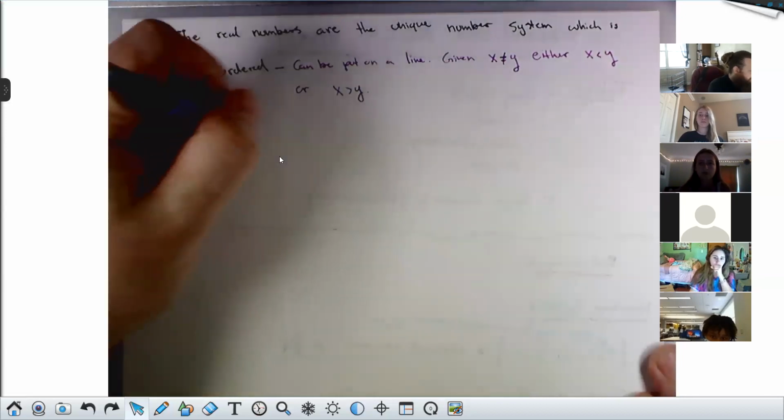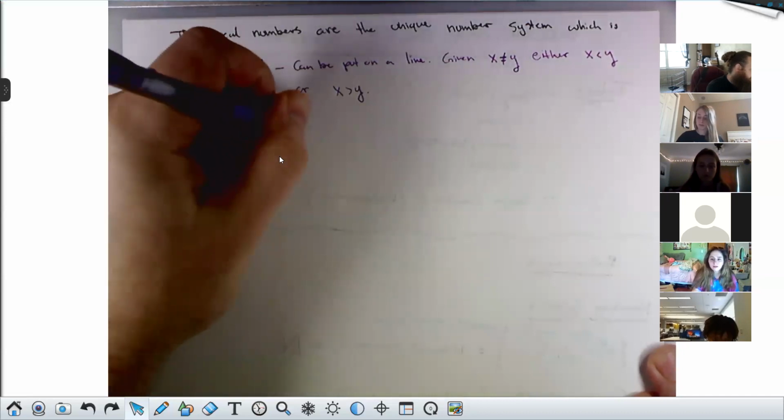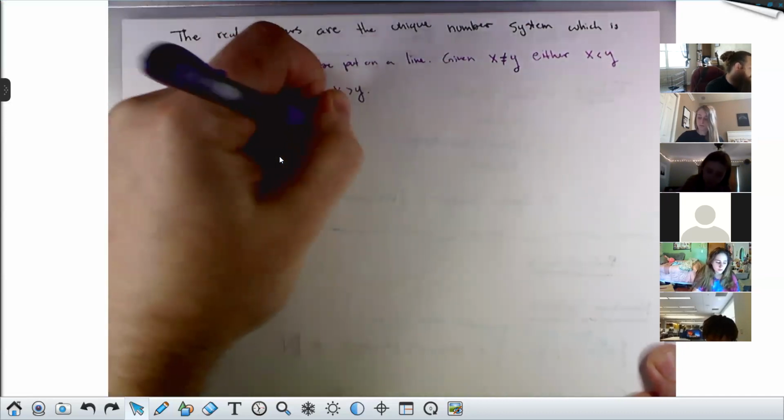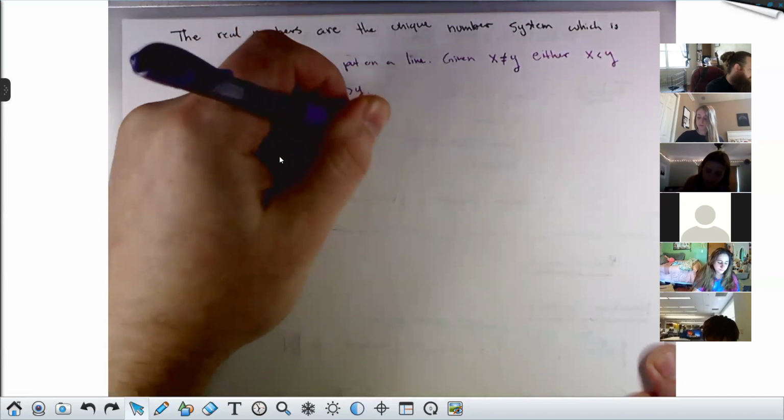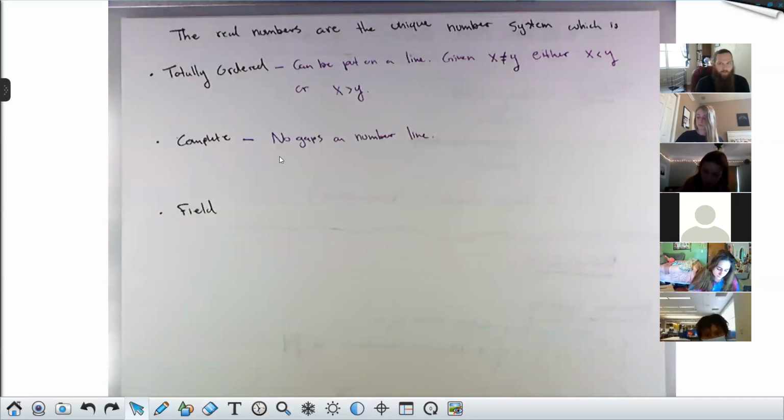Okay, what does it mean for them to be complete? This means there are no gaps on the number line. So no matter how much you zoom in and zoom in and zoom in on the real number line, you'll never find a hole. You'll never find a gap. If you think about the natural numbers, for example, 0, 1, 2, 3, 4, there are big gaps there, right? Between 0 and 1, there's a big gap. And there are not any natural numbers between those.